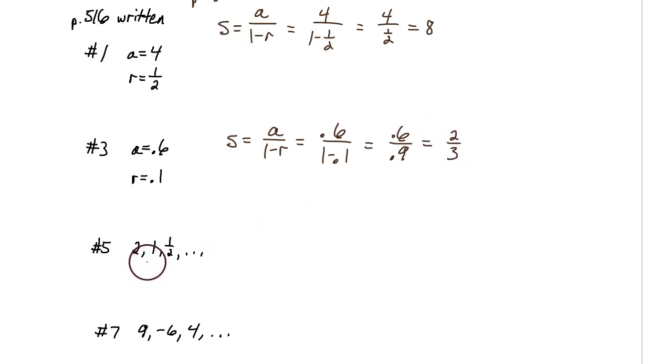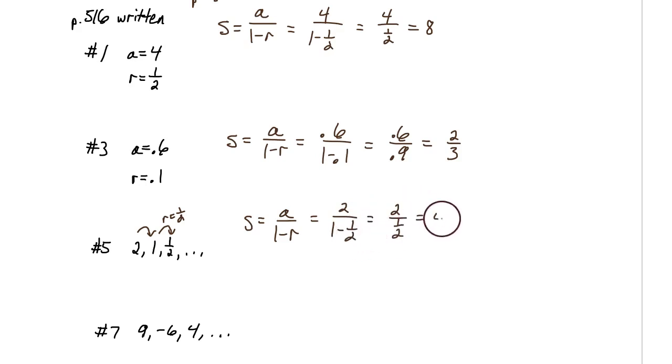Number 5, we have a geometric series. From term to term, it looks like it's multiplying by 1/2. And so this can be summed. A over 1 minus r. Letter A is 2, 1 minus 1/2. So this is 2 divided by 1/2, which is equal to 4.